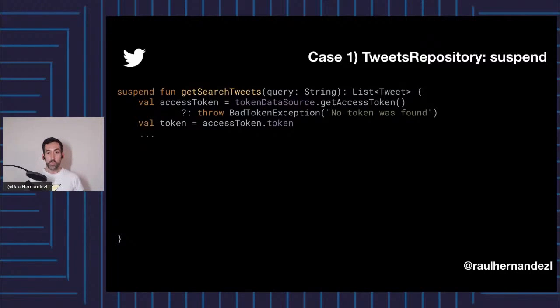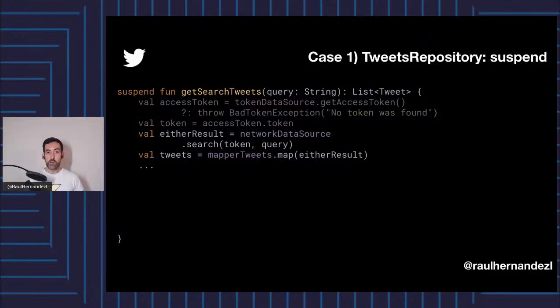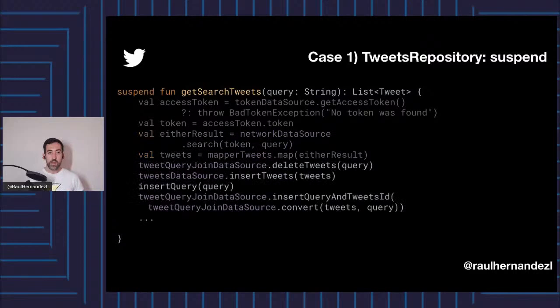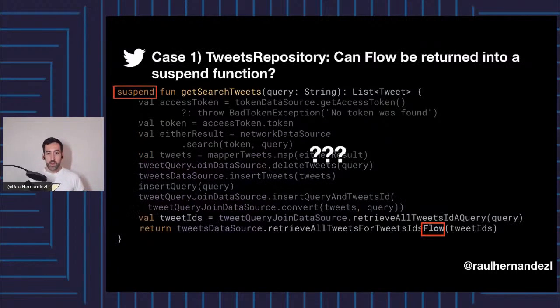So we'll do those things that we did earlier. We'll return this from the search network data source, and we'll map those. We'll do the same operations as earlier. We don't need to tell them anymore. And then I tried to experiment with something else. As you can see here, I try to return a flow in a suspend function, but is that even possible?